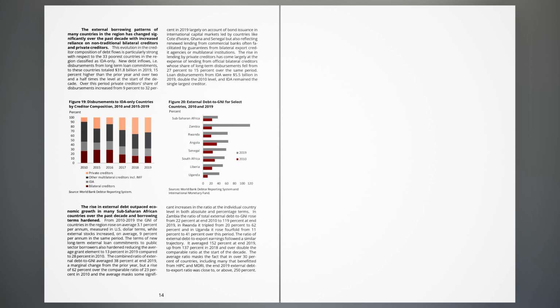The combined ratio of external debt to GNI averaged 38% at end 2019, a marginal change from the prior year, but a rise of 62% over the comparable ratio of 23% in 2010, and the average masks some significant increases in the ratio at the individual country level in both absolute and percentage terms. In Zambia, the ratio of total external debt to GNI rose from 22% at end 2010 to 119% at end 2019. In Rwanda it tripled from 20% to 62%, and in Uganda it rose fourfold from 11% to 41% over this period. The ratio of external debt to export earnings followed a similar trajectory.